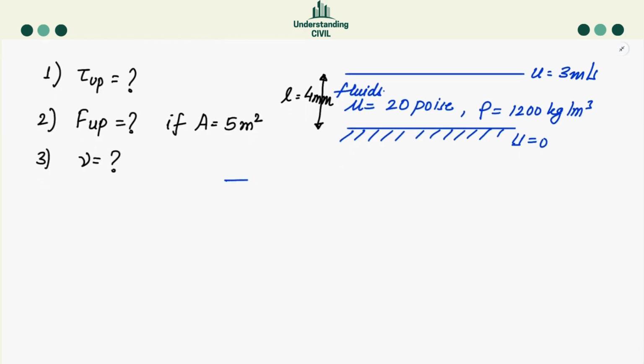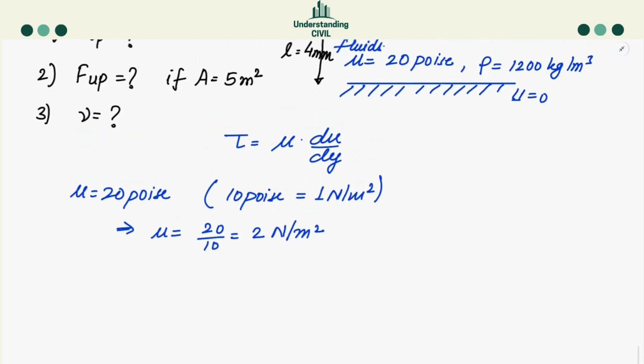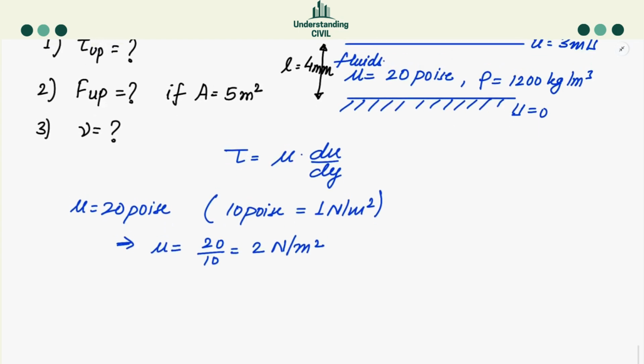What we know is that tau is equal to mu du upon dy. Over here we can see that the values available to us are not given in the standard forms. The mu provided is 20 poise. What we know is that 10 poise is equal to 1 Newton second per meter square. Hence I can write that mu has a value of 20 divided by 10, which is equal to 2 Newton second per meter square. Let's move forward.